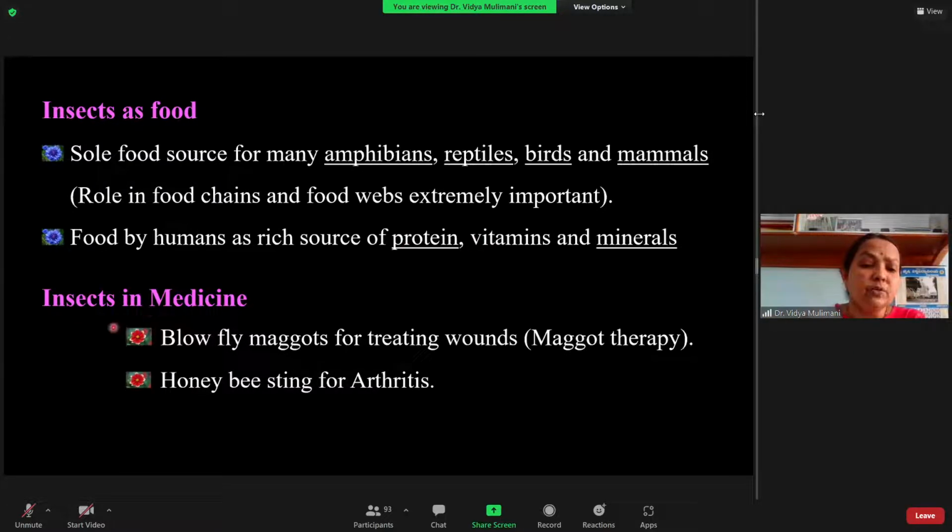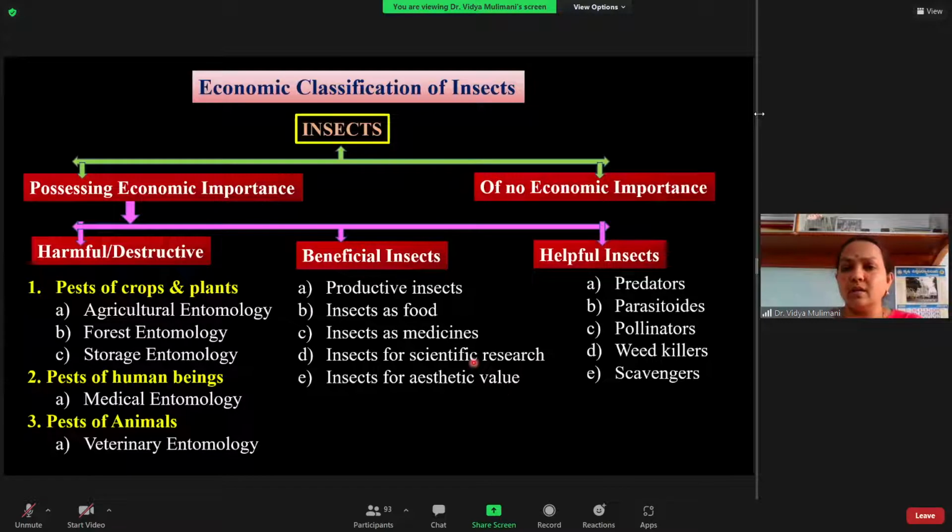Next you have the insects which are used in medicines. That is the blowfly larvae, which I told you yesterday, and plus honeybees you can use for treating some of the diseases related to human beings. Okay, so this is all just in brief. I have just shown you in 2 slides how insects are economic. Next, I will be moving on to the economic classification of insects.